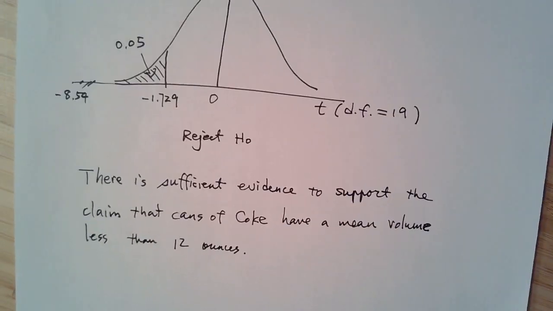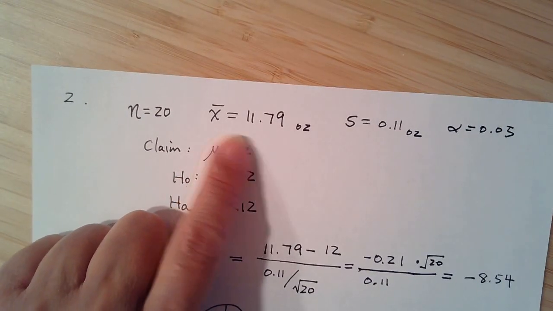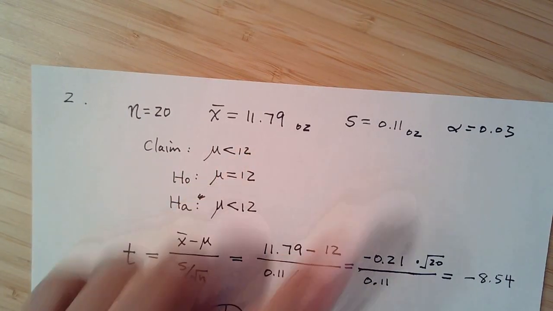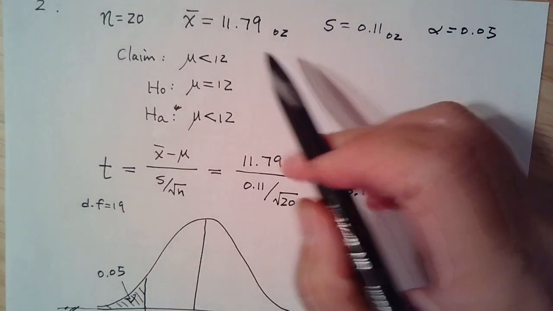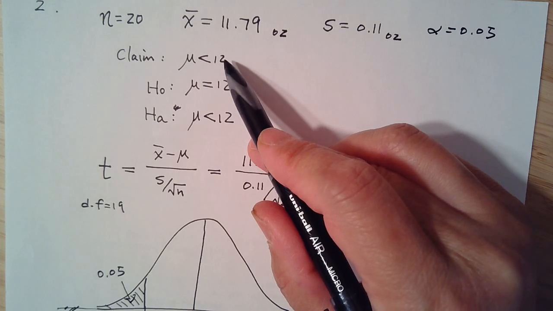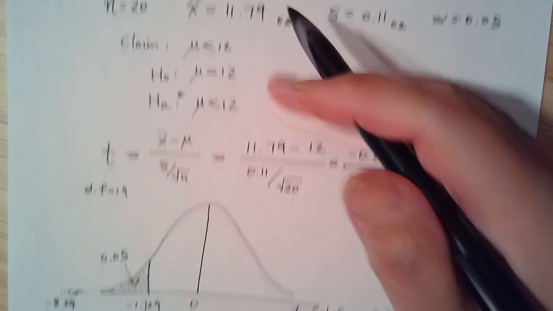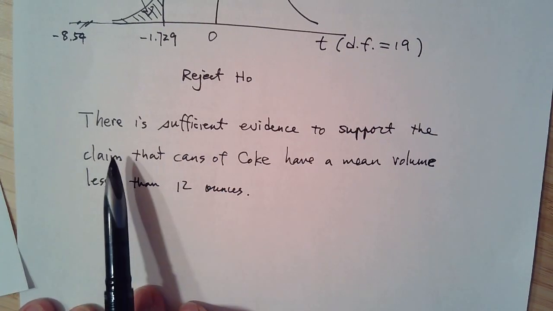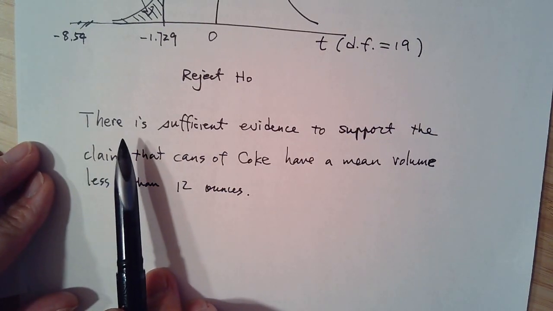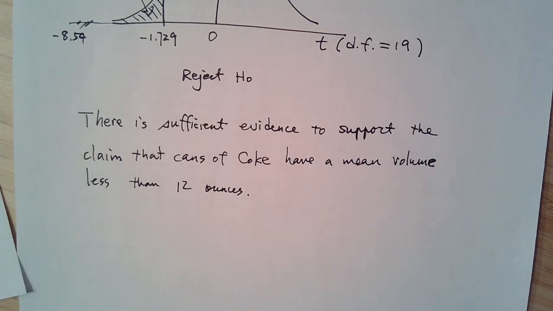If you are a customer and you get a simple random sample of 20 cans and you measure the average as 11.79 and standard deviation 0.11, you think 11.79 is much lower than 12, so you claim, hey Coke, you're cheating and your average volume is less than 12. You do this hypothesis testing and you reject H0. Look at your conclusion: there is sufficient evidence to support the claim, which means most likely you're right. It is less than 12.